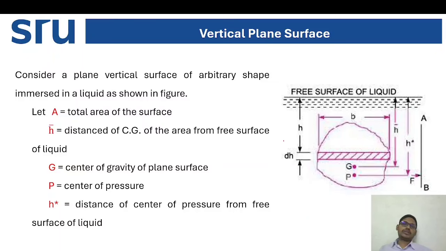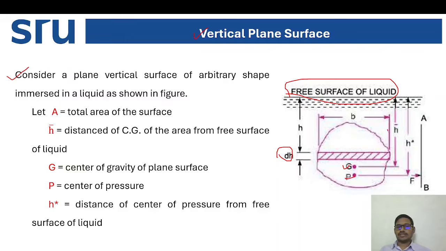And next one, coming to the vertical plane surface. Considering a plane vertical surface of arbitrary shape immersed in a liquid as shown in the figure. That means you see here the free surface of the liquid is there and here some dh is there. So here, this is gravity and this is pressure, center of pressure, and G is the center of gravity of the plane surface.